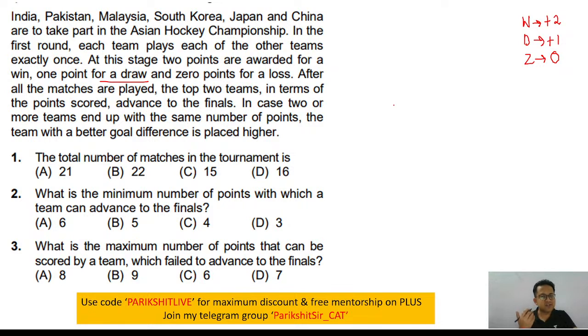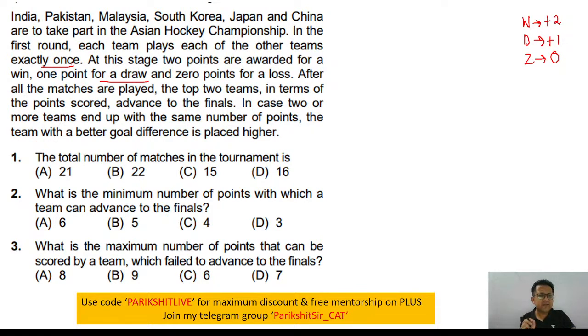So there are basically 2 rounds. The first round, where everyone plays against each of the other teams exactly once. And then the top 2 teams go to the finals. In case 2 or more teams end up with the same number of points, the team with a better goal difference is placed higher. If we talk about cricket, it's like a run rate, right? So if two teams have the same number of points, all you need to check is who has a higher run rate. Whoever has a higher run rate goes to the finals. Fine. So I think it's very clear.